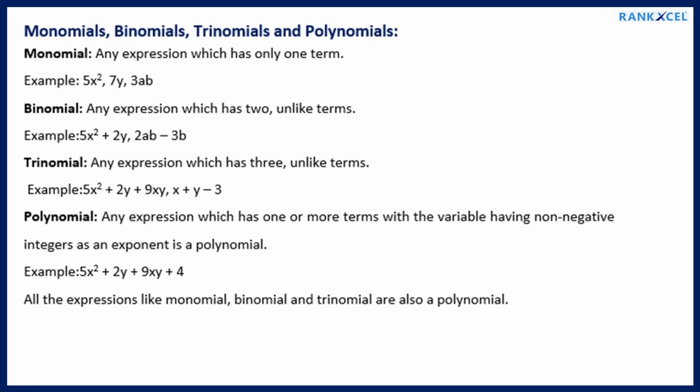Monomials, binomials, trinomials and polynomials. Monomial, any expression which has only one term. Example. Binomial, any expression which has 2 unlike terms. Example. Trinomial, any expression which has 3 unlike terms. Example.